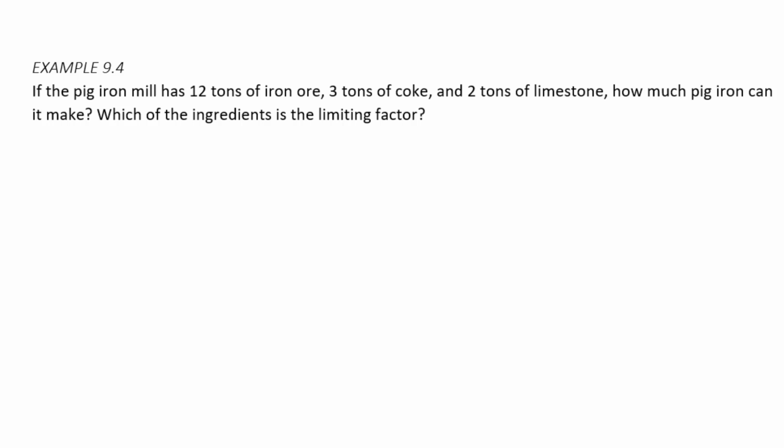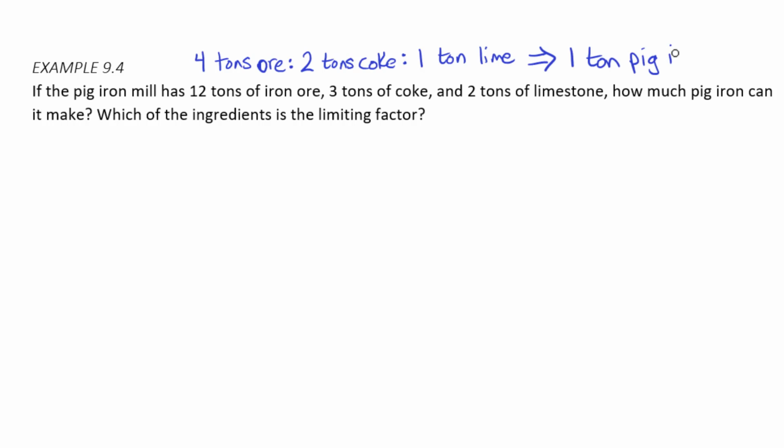Example 9.4 says, if the pig iron mill has 12 tons of iron ore, 3 tons of coke, and 2 tons of limestone, how much pig iron can it make? Which of the ingredients is the limiting factor? We know we need 4 tons of iron ore to 2 tons of coke to 1 ton of lime. And with that, we can make 1 ton of pig iron. This is from the description before we started these examples.